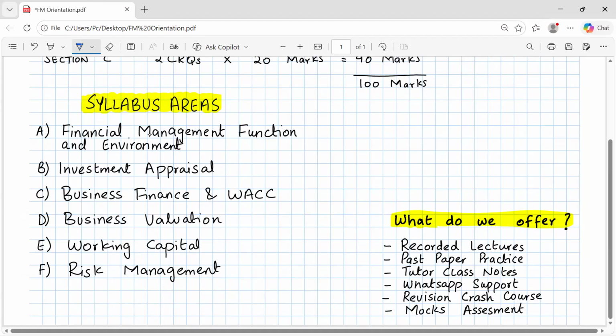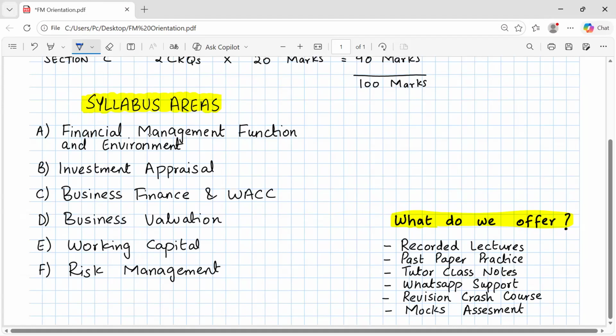Then the third area is business finance and WACC. In business finance and WACC, first of all, we are going to talk about different sources of finances that are available to the company, like equity source of finance, debt source of finance. We will talk about Islamic source of finance as well. Then the calculation of the cost of capital. How do you calculate the cost of capital? Different types of capital structure theories, dividend policies, and many other financial decisions in different business stages. This is what we have to discuss in syllabus area C.